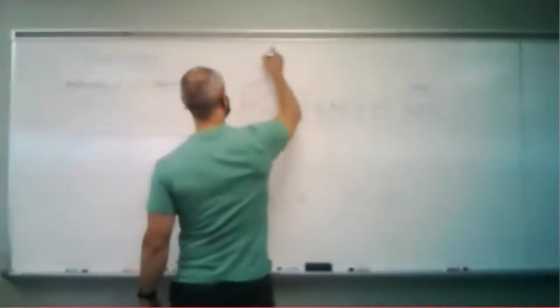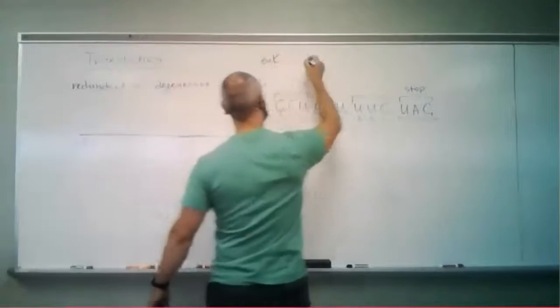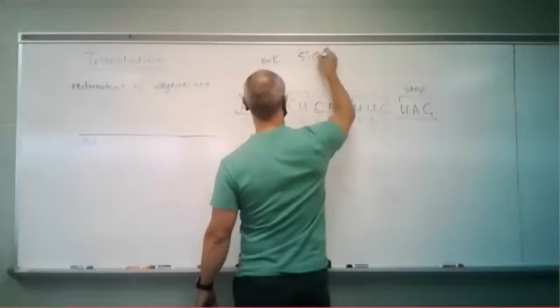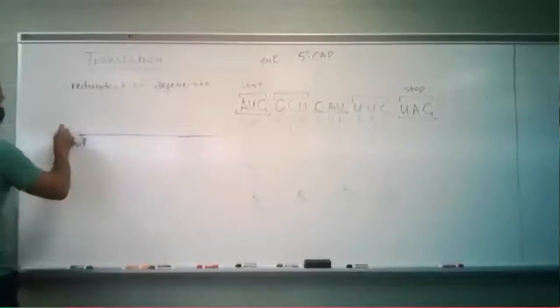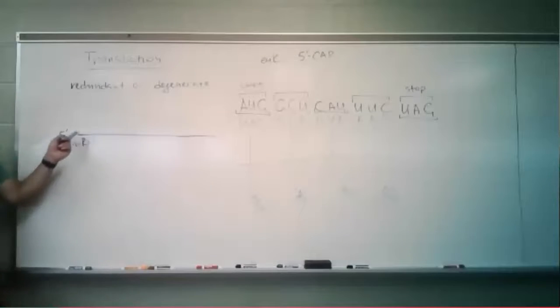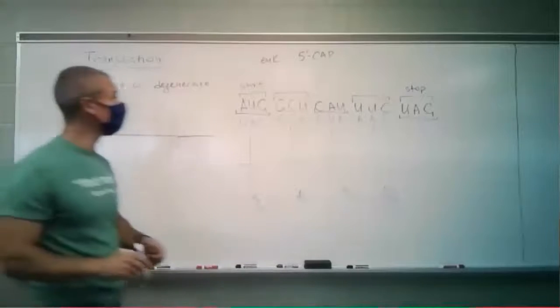Now, how does the ribosome know to bind? In eukaryotes, it's called the 5' cap structure. It's a structure on the 5' end of mRNA, right here, that serves as the ribosomal signal for binding. So the ribosome recognizes the 5' cap and starts binding. We'll get to the ribosome in a second.